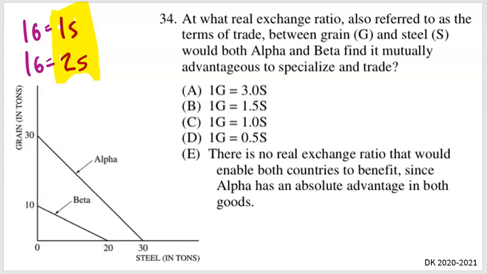So is A an acceptable term of trade? Well, no, because here, 3 tons of steel, the Beta country will just not trade and just produce it themselves. So it's not A. Is it B for 1.5? Well, yeah, that's anywhere in between 1 and 2. So B is our correct answer.